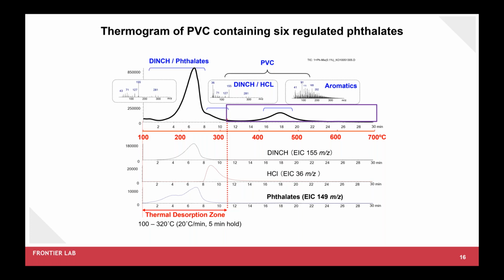Also here, I want to mention one of the most important advantages of thermal desorption over the traditional solvent-based technique: with thermal desorption, only the portion of the desorbed sample is transported to the column. Now, if you look closely here at the thermal desorption zone for the phthalates, you'll notice that only the phthalates thermally evolved from the sample at about 320 degrees Celsius.